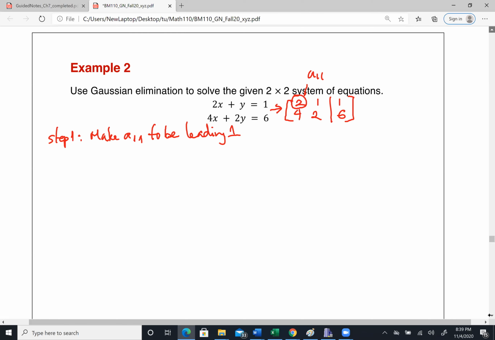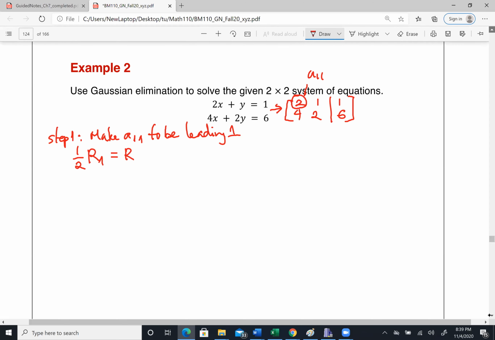So how can I do that? You're going to multiply row 1 by 1/2, so then you can make the number 2 here become 1. That's going to be the new row 1. So now let's have the new matrix: 1, 1/2, 1/2, right? 1/2 times 1 is 1/2. 1/2 times 1 is 1/2.